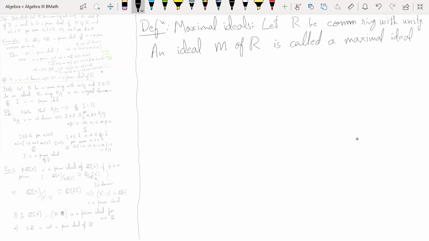See, the point is the whole ring is an ideal. If you drop that ideal, then it's maximal among proper ideals. It's called a maximal ideal if M is maximal. Let me put it in words first: maximal among proper ideals of R. And that's why the name maximal ideal.